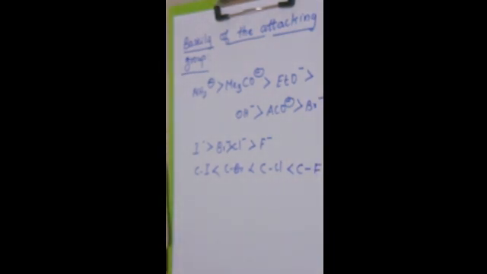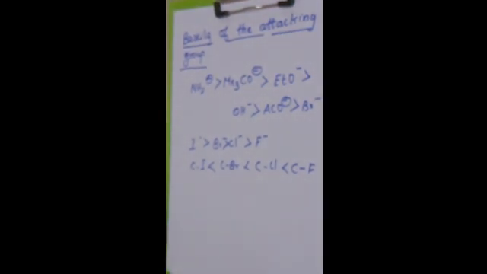The next factor is nature of substrate. The rate of E1 reaction increases as the number of alkyl groups increases, that is from primary to tertiary.